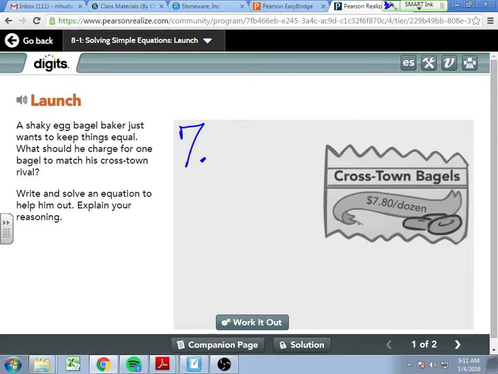Now wait, why? Let's set up an equation first. Because 1 dozen is 12. So 1 dozen is 12, and this slash indicates division or per. So this slash right here is telling me two different things at the same time. It means the word per, we could say that as $7.80 per a dozen bagels, or Ethan identified that it also tells me I can divide to find the price.